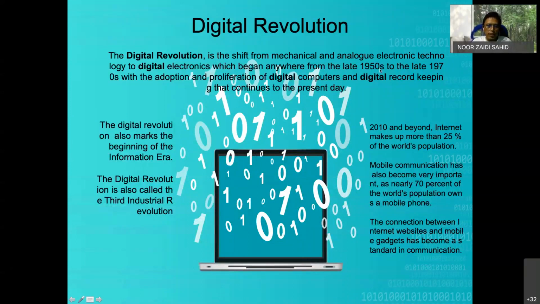Digital revolution is the shift from mechanical and analog electronic technology to digital electronic, which began anywhere from the late 1950s to the late 1970s with the adoption and proliferation of digital computers and digital record keeping that continues to the present day. The digital revolution marks the beginnings of the information era. The digital revolution is also called the third industrial revolution.